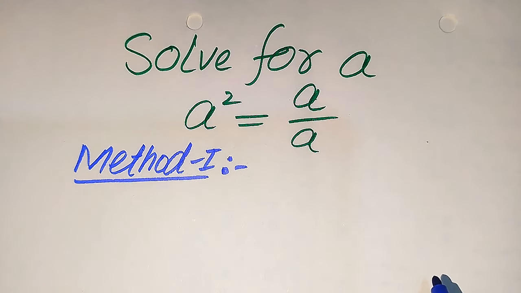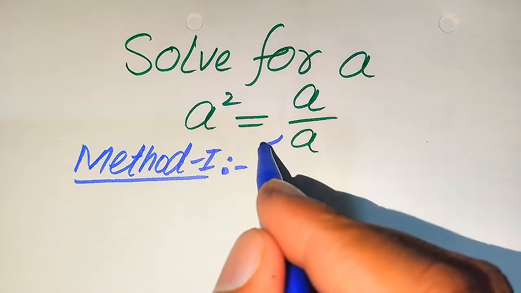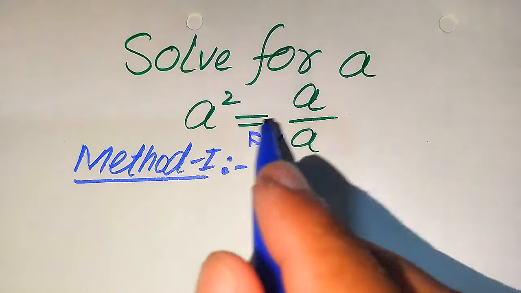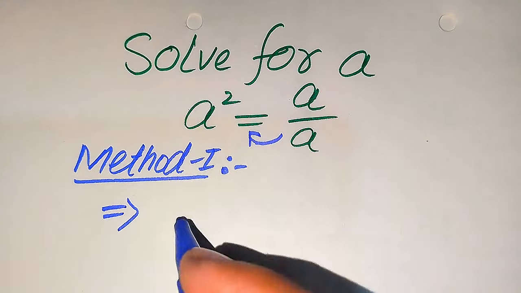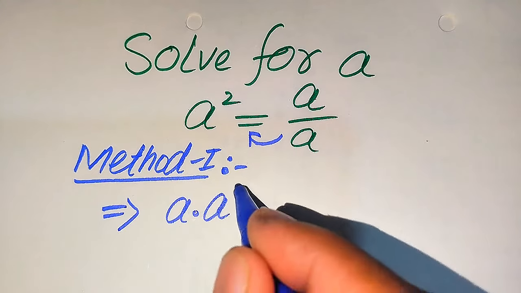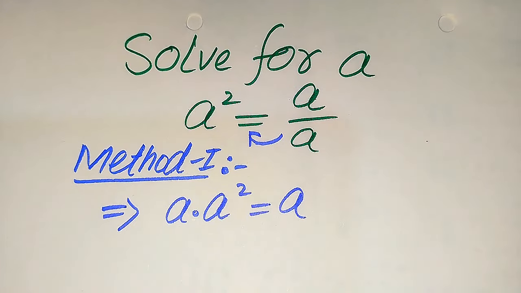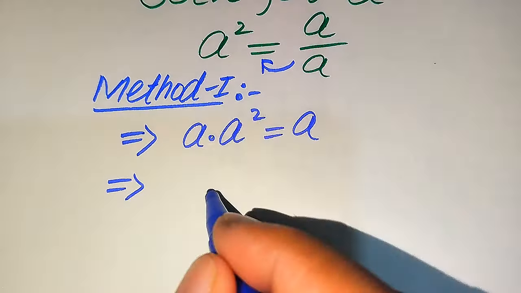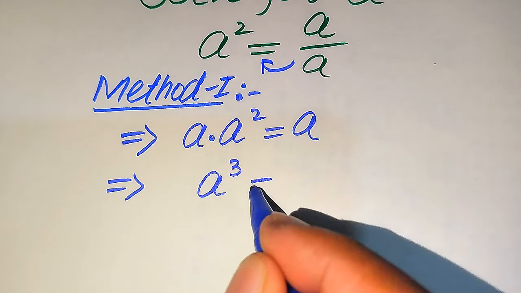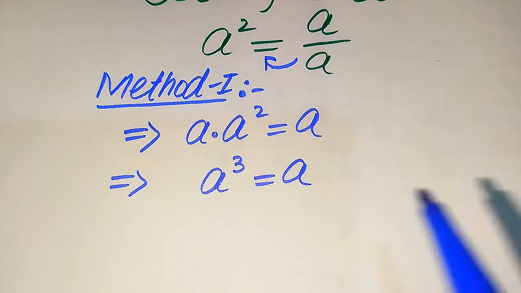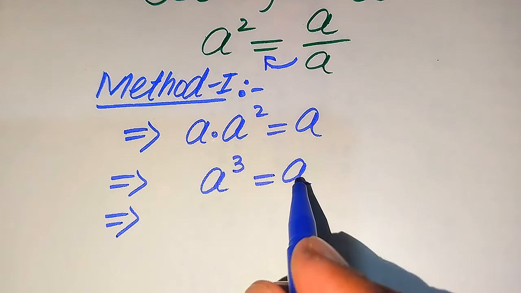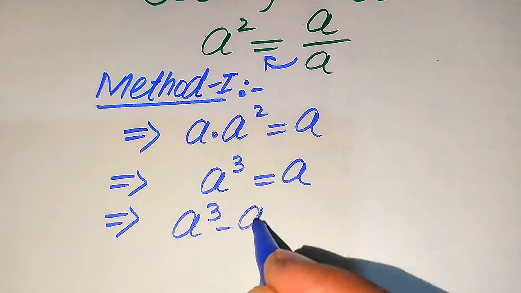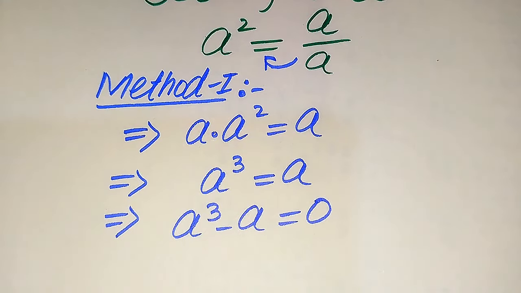And here in the first method, we need to move this a to the left hand side. You see here this a is divided on the right hand side. When we move it to the left hand side, it is multiplied by a square, and it becomes a multiplied by a square equals a. And now in the next step we have a multiplied by a square, which is a cubed, equals a. And now we move this a from the right hand side to the left hand side, and it becomes a cubed minus a equals 0.